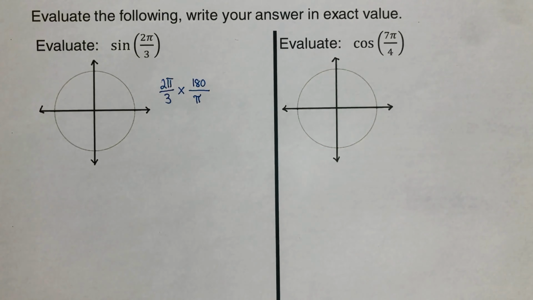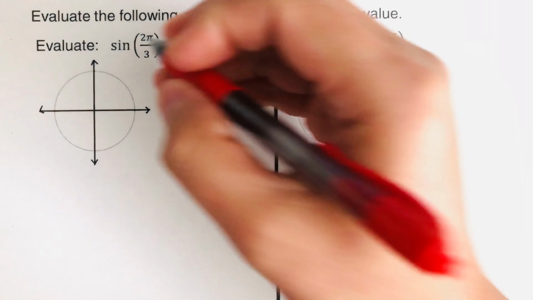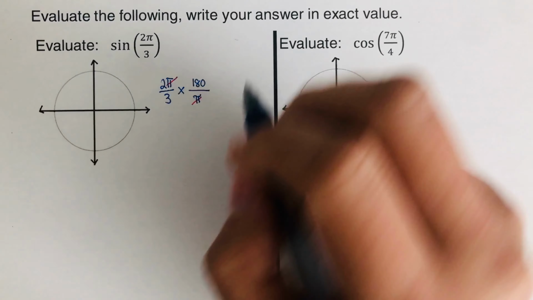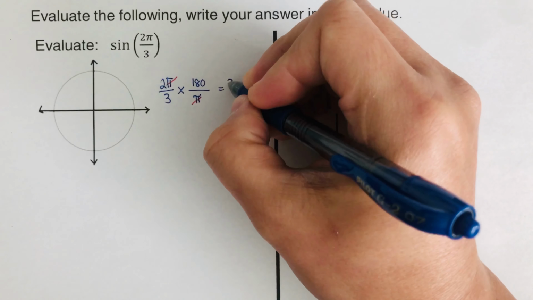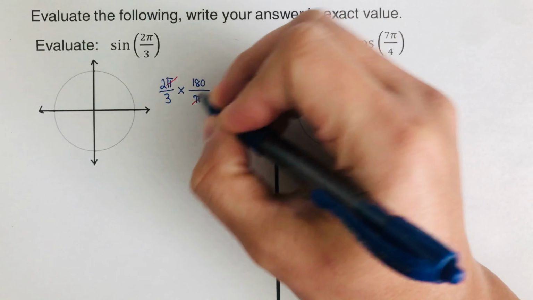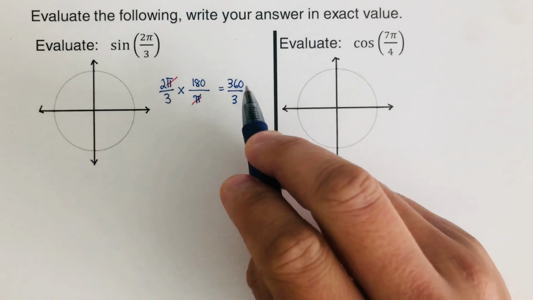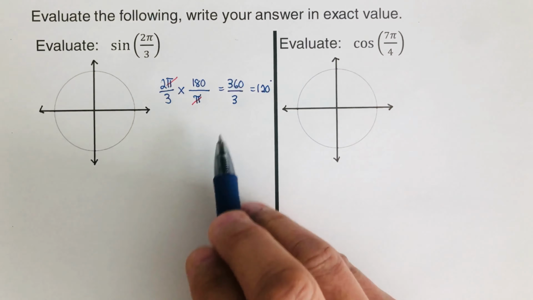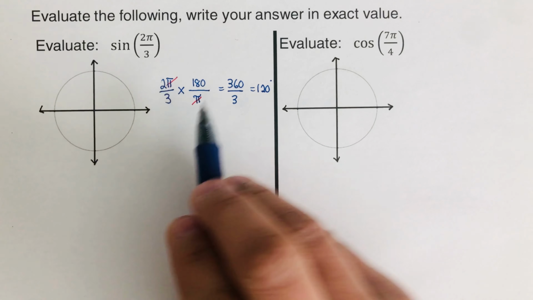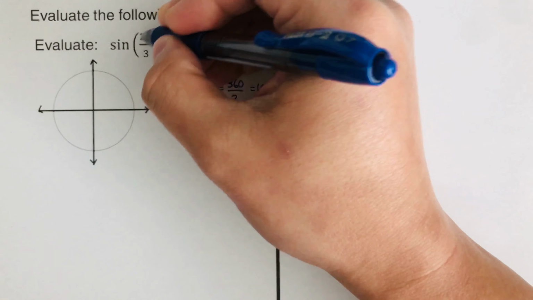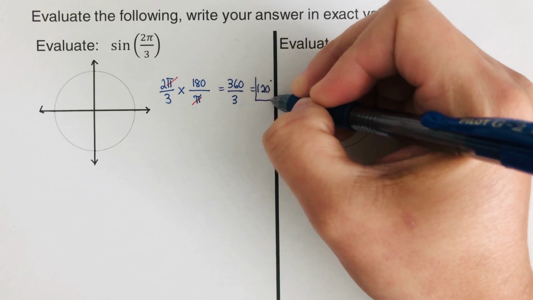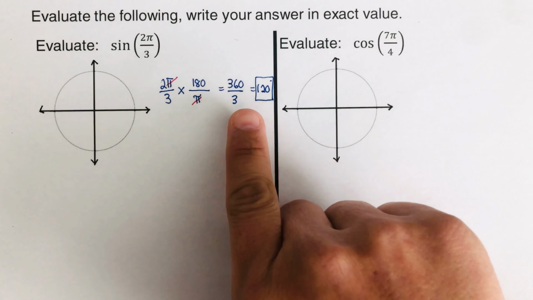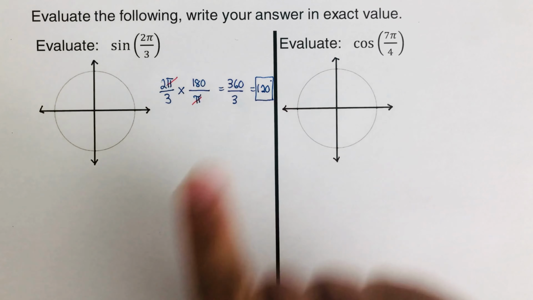From here, we can cross out the pi and pi. So we are left with 2 times 180, which is equal to 360, over 3. So 360 divided by 3 is 120 degrees. The pi is gone, so 2 pi over 3 is 120 degrees. After we have changed this to degree, we're now ready to move on to the second step.